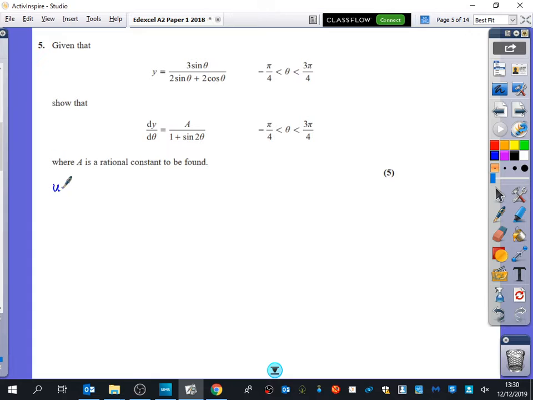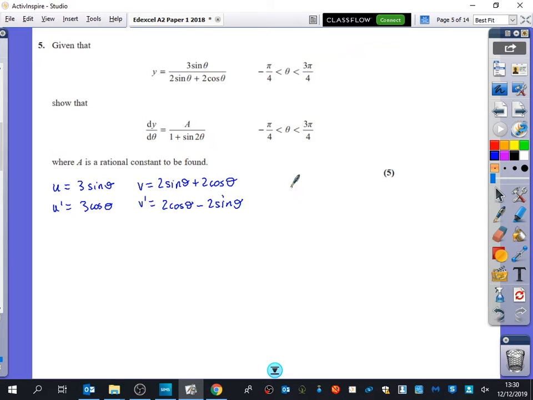So we can clearly see that u is going to be 3 sine theta and v is going to be 2 sine theta plus 2 cos theta. I'm obviously going to pick these things out here because I intend on using the quotient rule. When I differentiate u, I get 3 cos theta. When I differentiate v, I get 2 cos theta minus 2 sine theta.